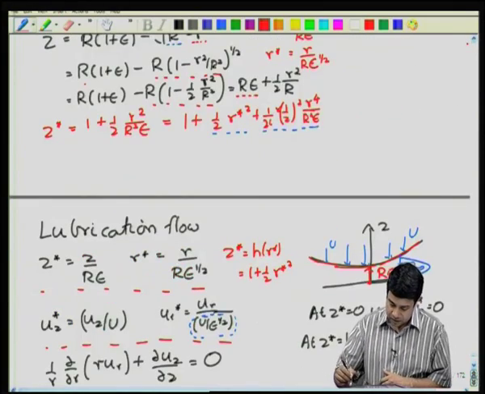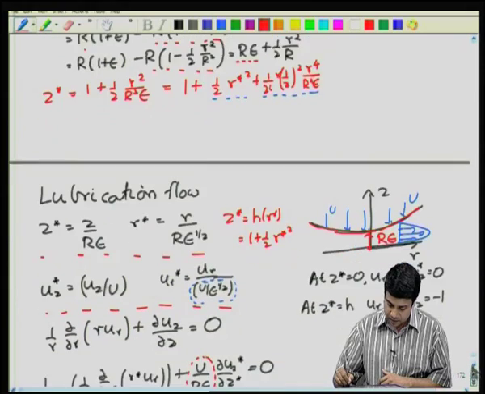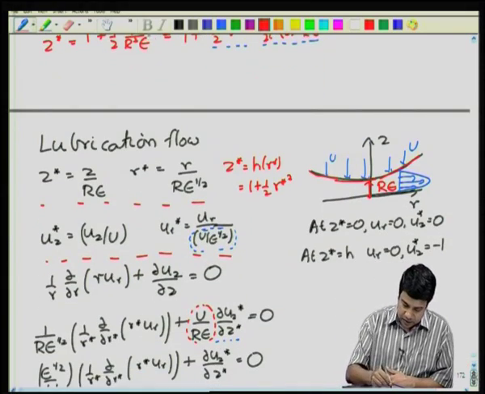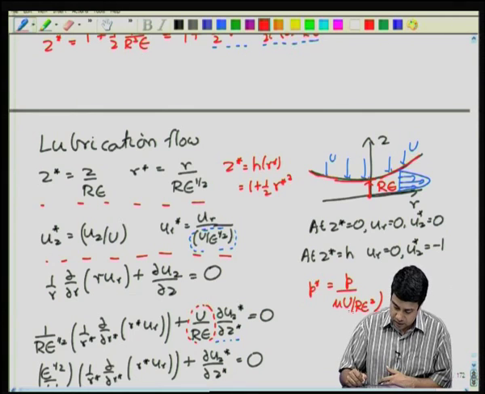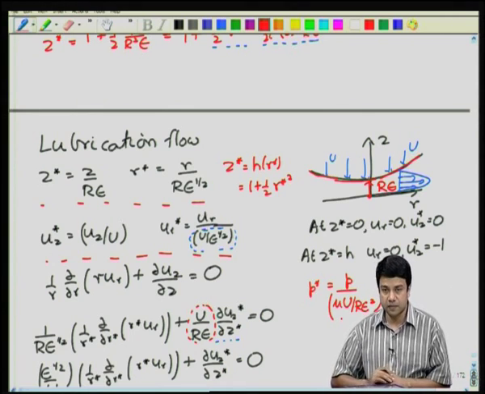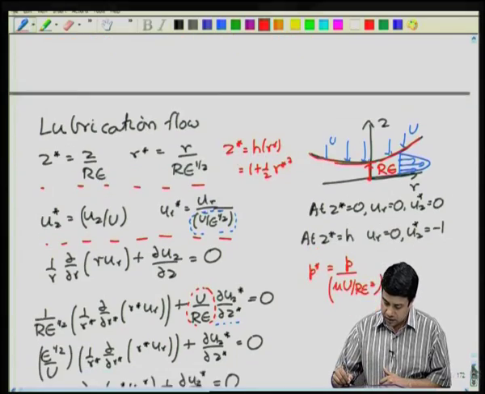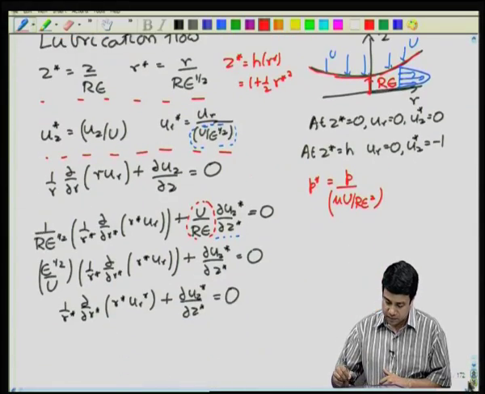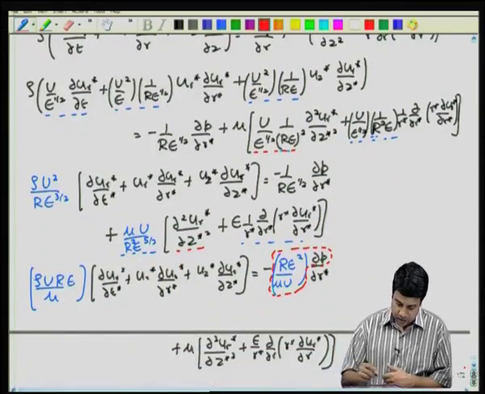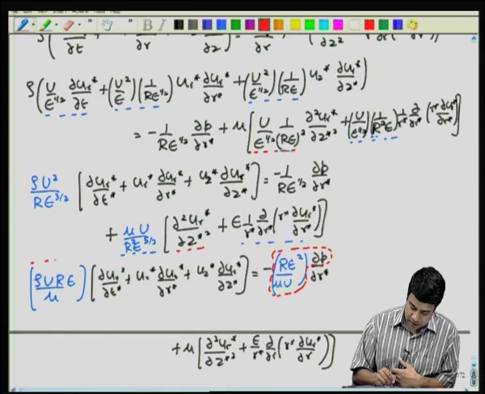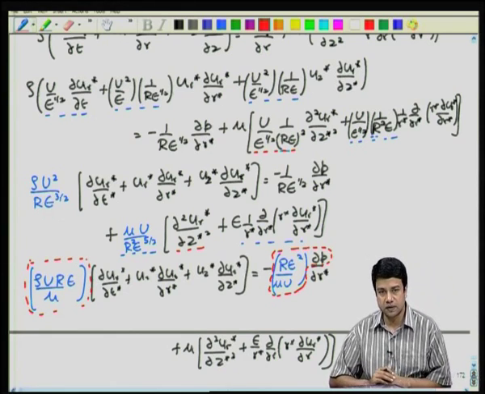So, it is appropriate to define a scaled pressure as P star is equal to P by mu u by r epsilon square. So, this has given us a scaling for the pressure. And the other thing is, it has given us what is the appropriate Reynolds number for this problem. Of course, the appropriate Reynolds number is this one, because this is what gives me the ratio of the inertial and the viscous terms.